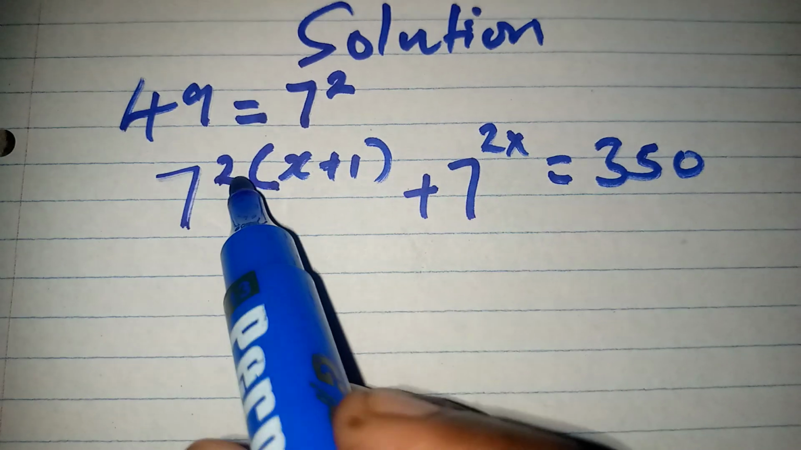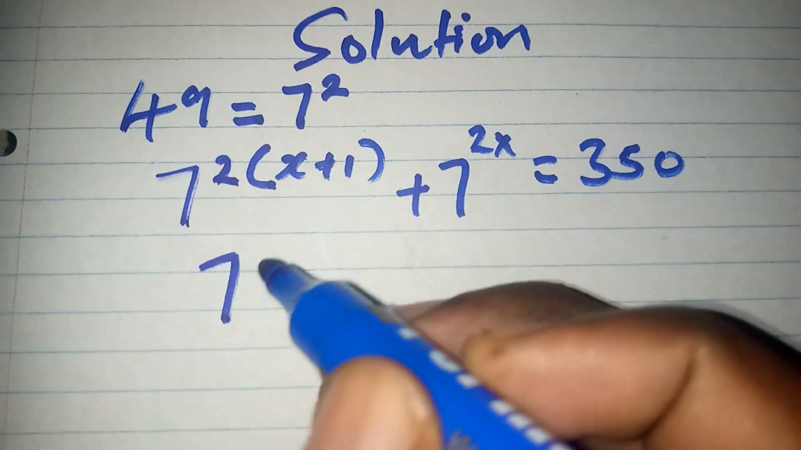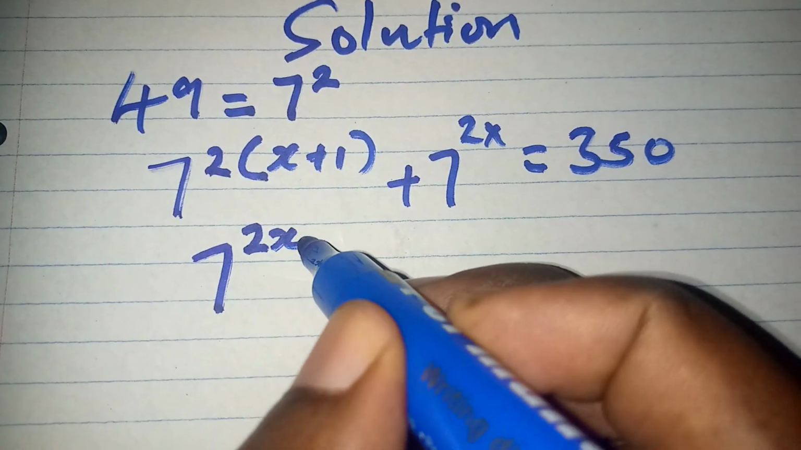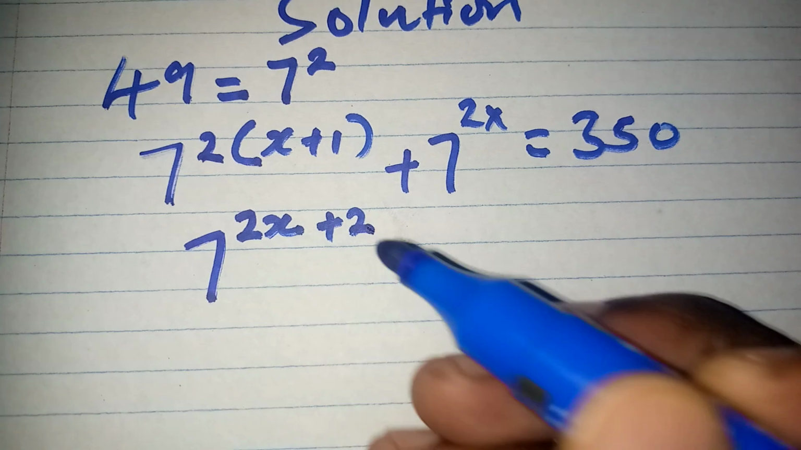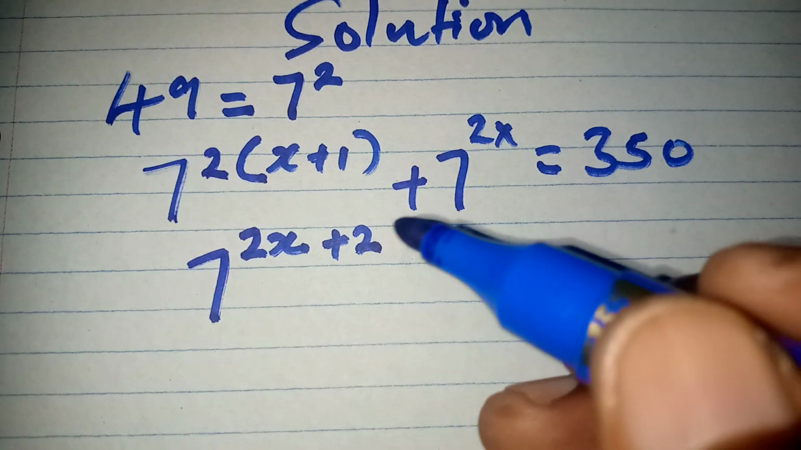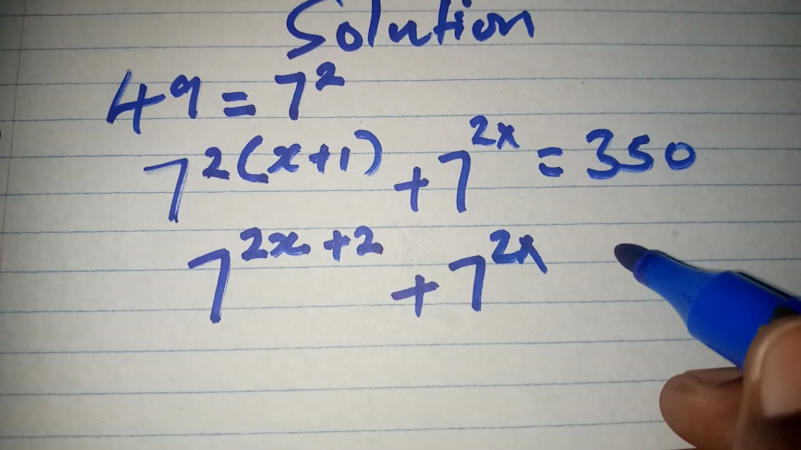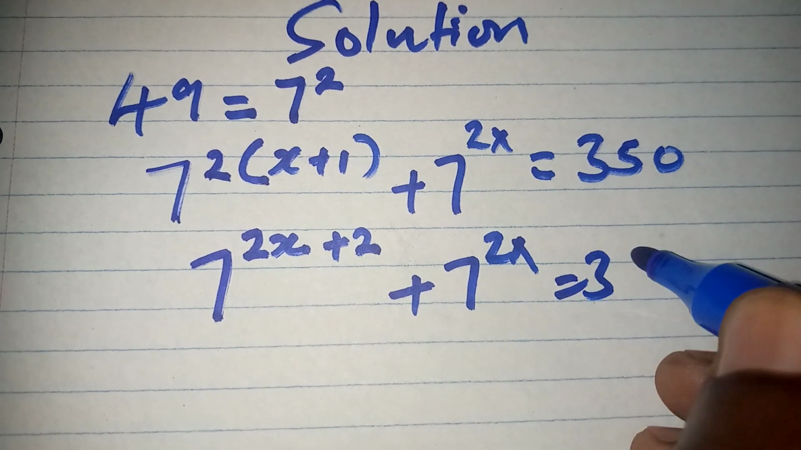The second step, I'll open the bracket here using this power 2. So I'm going to have 7 raised to power 2x plus 2, plus 7 raised to power 2x, is equal to 350.